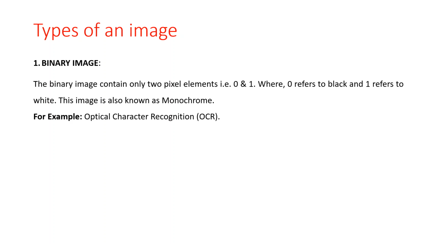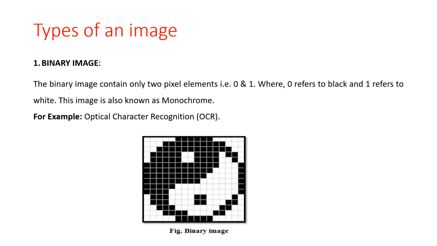The next part is types of images. The first type is the binary image. The binary image, as its name suggests, contains only two pixel values, that is 0 and 1. Here 0 represents black color and 1 represents white color. This image is also known as a monochrome image. The binary image is the simplest type of image. It takes only two values, black and white, that is 0 and 1.